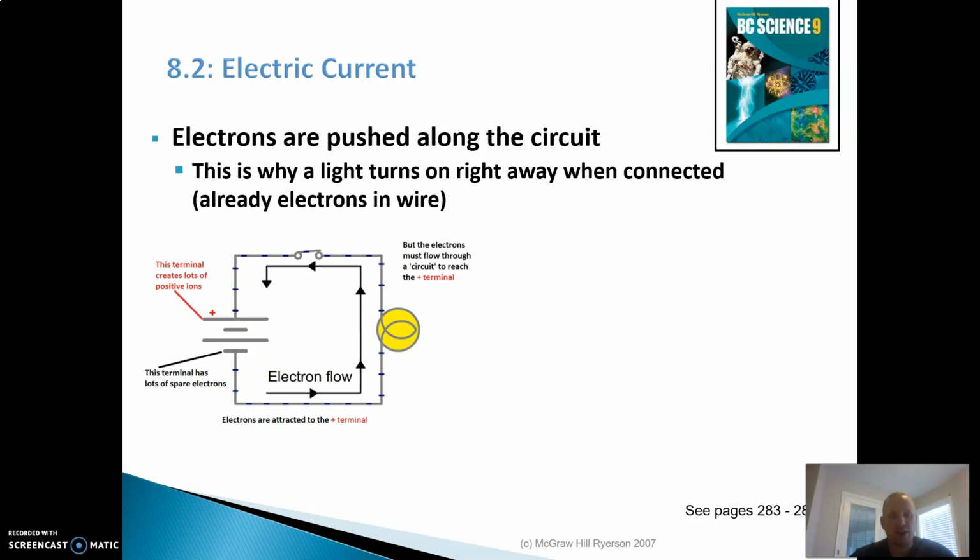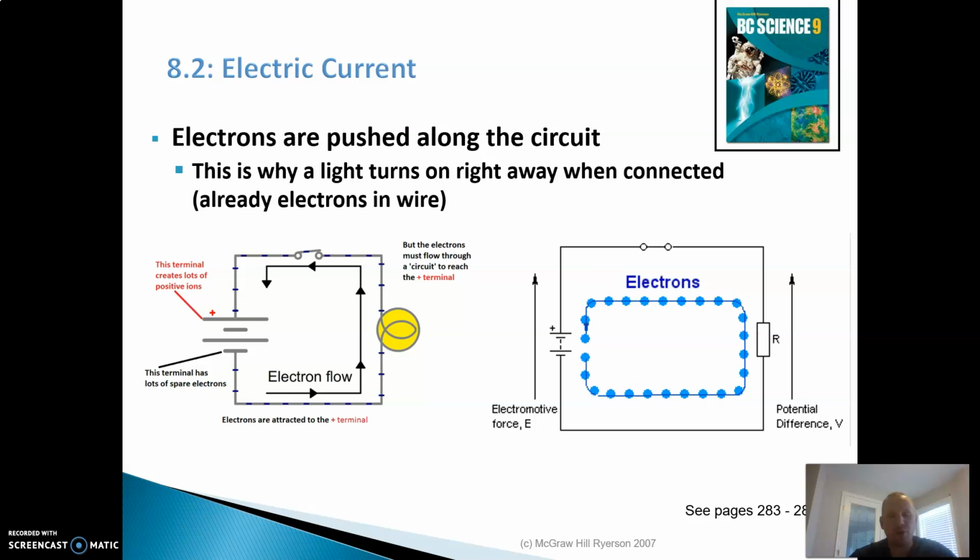Just some more on the current here. Not only are the electrons attracted to the positive charge, but they're also pushed along by repelling each other. So here's an example of a simple circuit. From the negative end of the battery, these blue flowing things are electrons, and they flow around to the positive end of the battery. And we'll talk more about circuits next week.